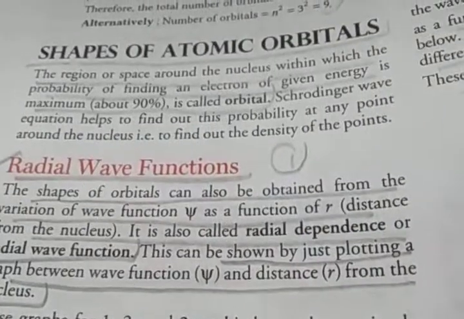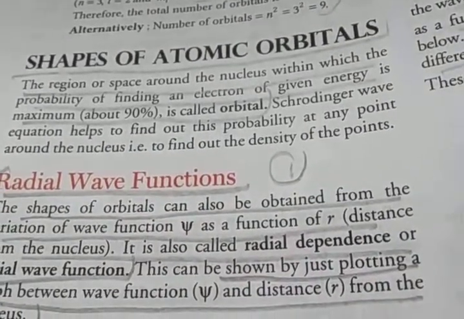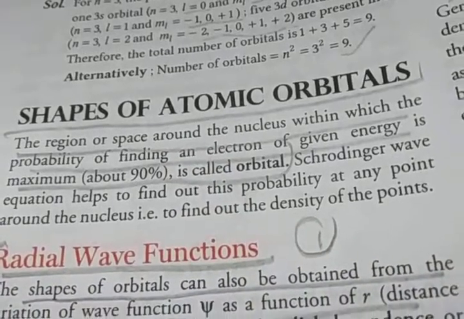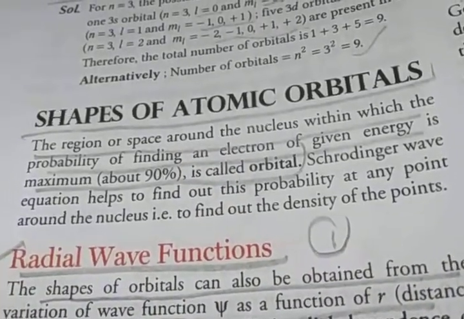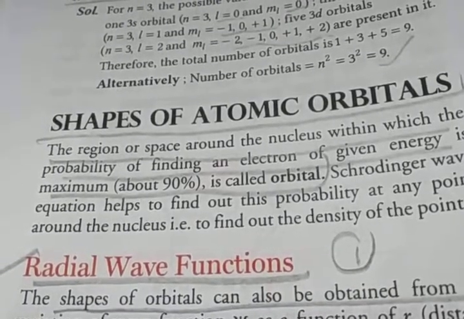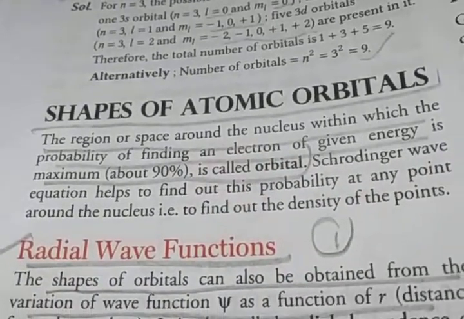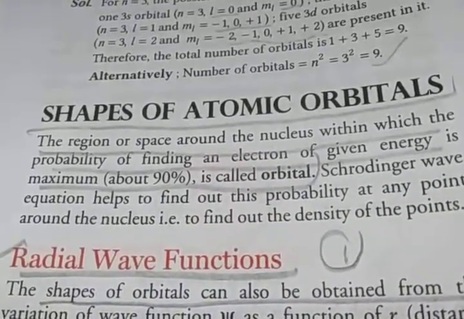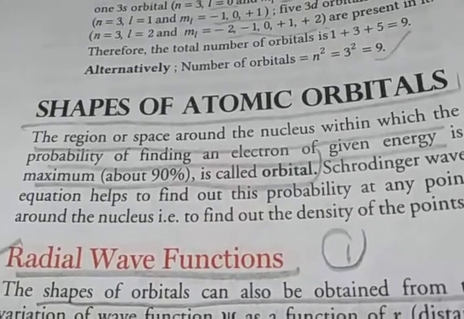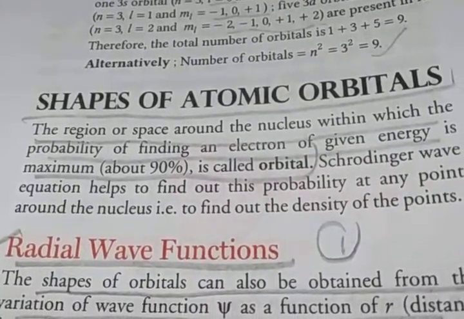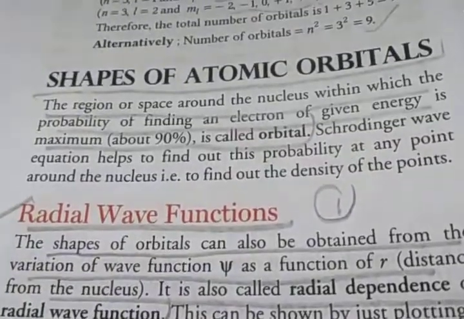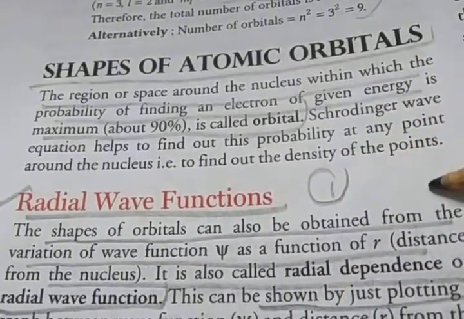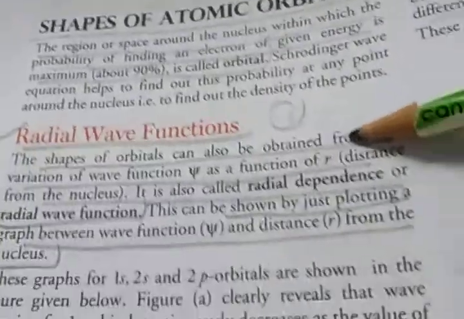Shape of the atomic orbital. What is an orbital? I already explained the difference between orbits and orbitals, but again I say, the region or space around the nucleus within which the probability of finding an electron of given energy is maximum, about 90%, is called an orbital. The Schrodinger wave equation gives the probability of finding an electron at any point around the nucleus.